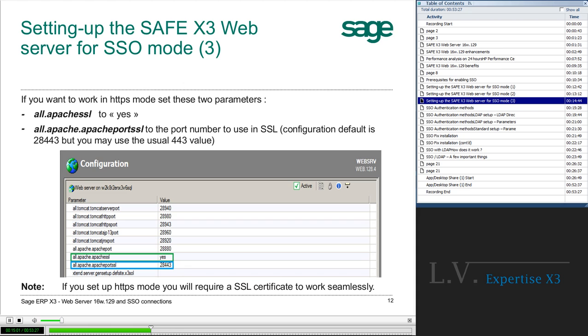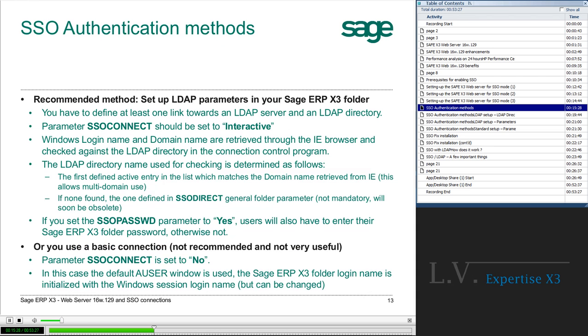Of course, the NTLM mode is compatible with SSL. If you want to work in SSL, you have two parameters at your disposal. It's the all Apache SSL that you have to set to yes, and you have to provide the SSL port. Normally it's 443, but you have the ability to declare another port and to work with it. It's exactly the same thing as if you do not work with SSO, but SSO is of course compatible with SSL.